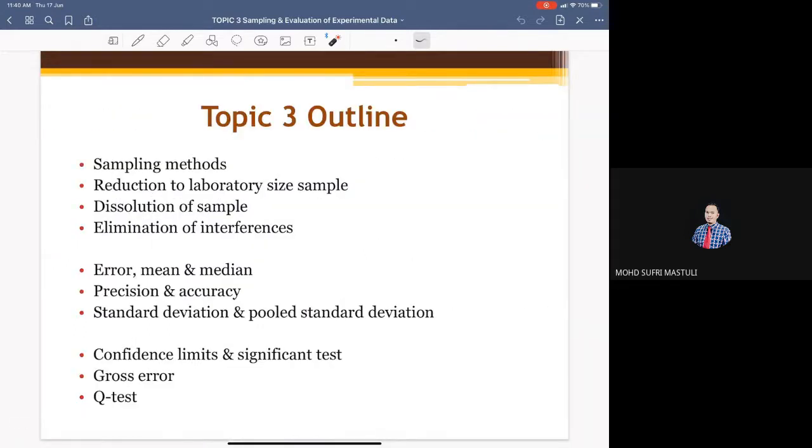For topic 3, is quite a long list of outline. We will divide this topic 3 into 3 subcategory. First, we will cover about sampling. It consists of sampling methods, how to reduce the sample into laboratory size sample, how to do the dissolution of sample before we do the analysis, and also the eliminate any interference in the samples.